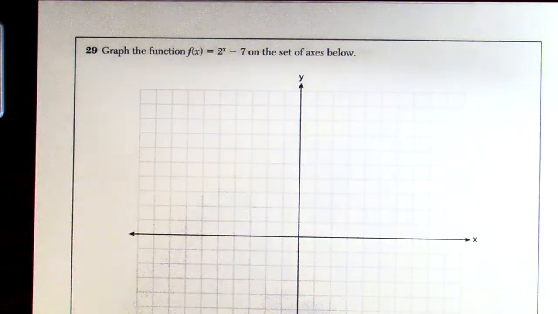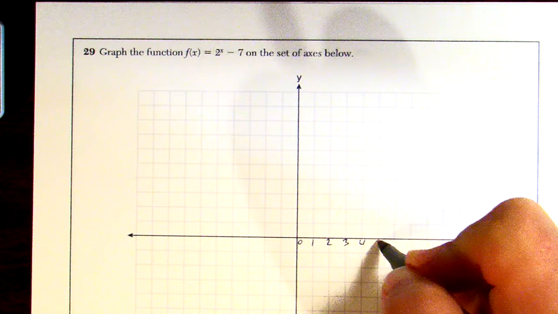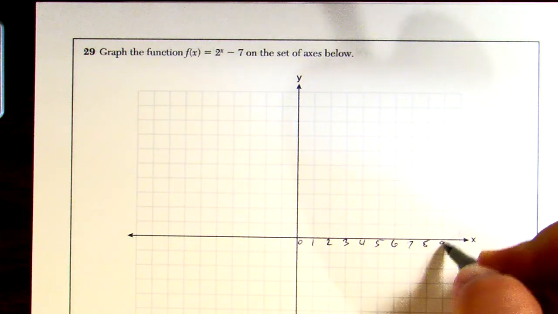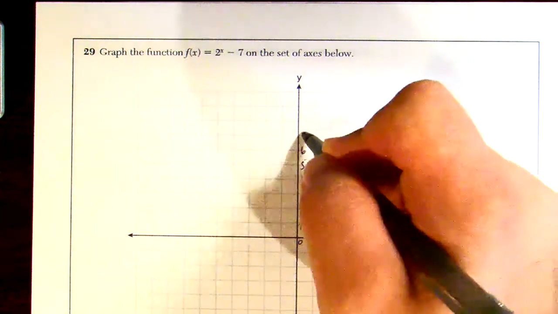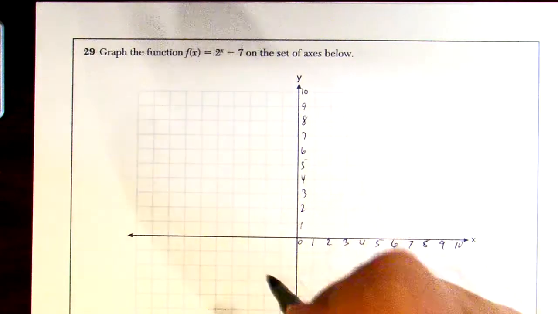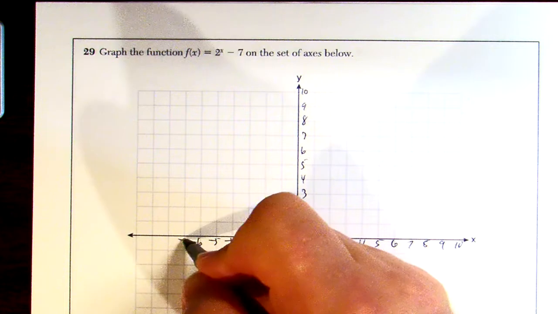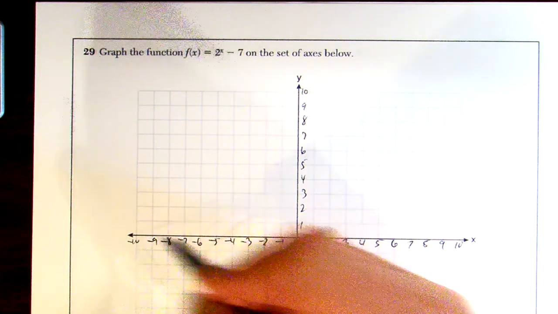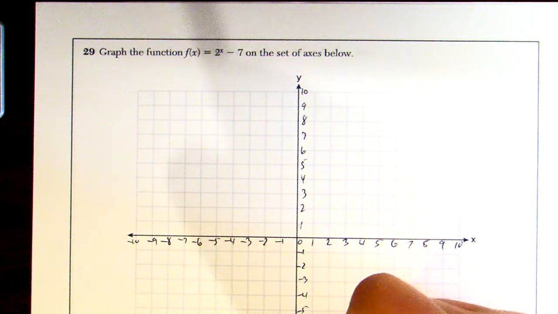Okay, moving on. 29. Graph the function 2^(x-7) on the set of axes below. So first thing I'm going to do, I'm labeling my graph. 0. So all the positives go to the right and up, which means then all the negatives, when I write them, are going to go from the left, negative 1, negative 2, negative 3, and then going down, negative 1, negative 2, negative 3, negative 4, negative 5, so on.